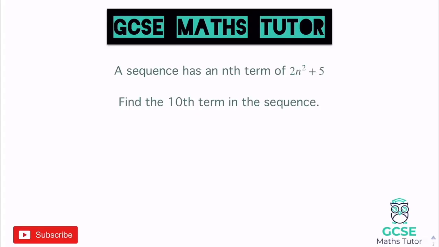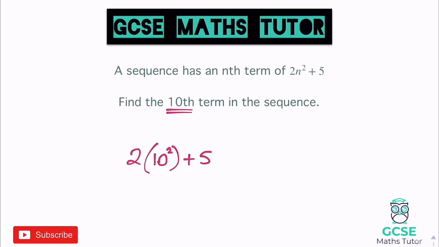So if we want to find the 10th term, we just need to sub 10 in. So if we sub 10 in, we've got 2 lots of 10 squared, n squared, 10 squared, and then add 5. Okay, so remembering your order of operations here, you've got to work out the powers first, which is why I've put the 10 squared in the brackets, not to forget to work that out first.